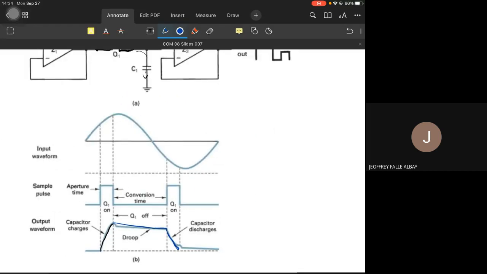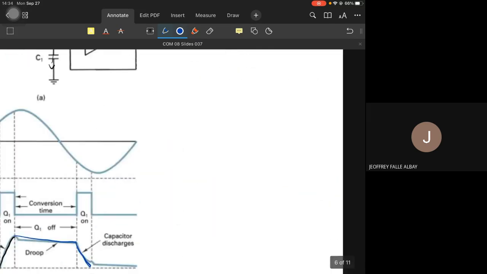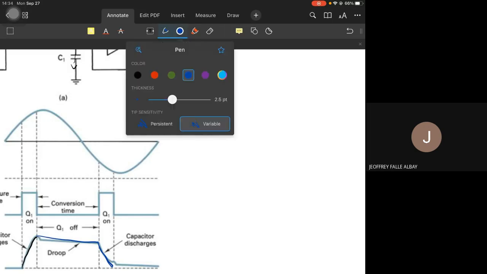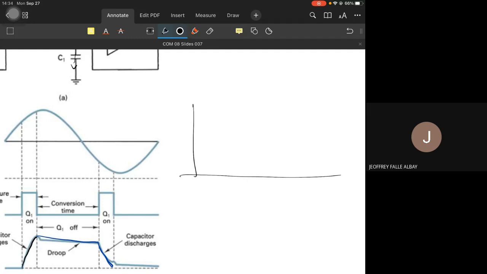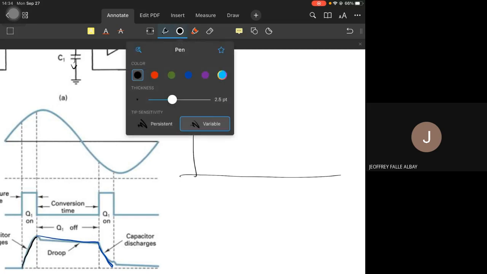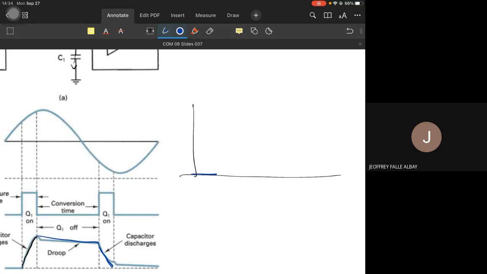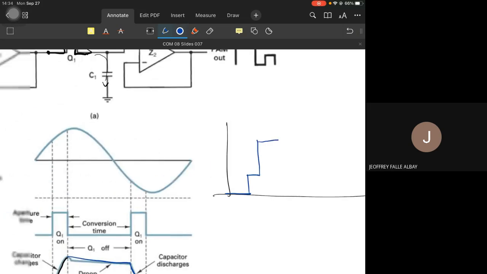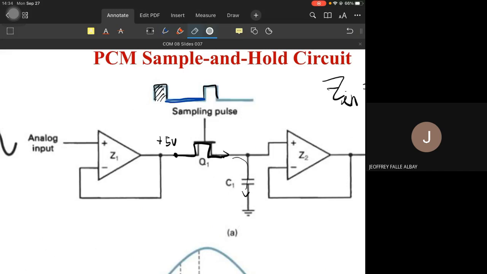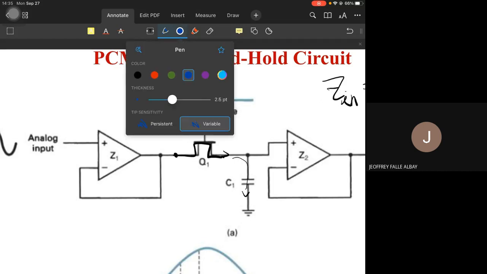So if our output signal is PAM, for example, the ideal output of the PAM signal looks like this. This is just an example. It is not 5 volts all the time, since it depends on the analog input signal Vin.